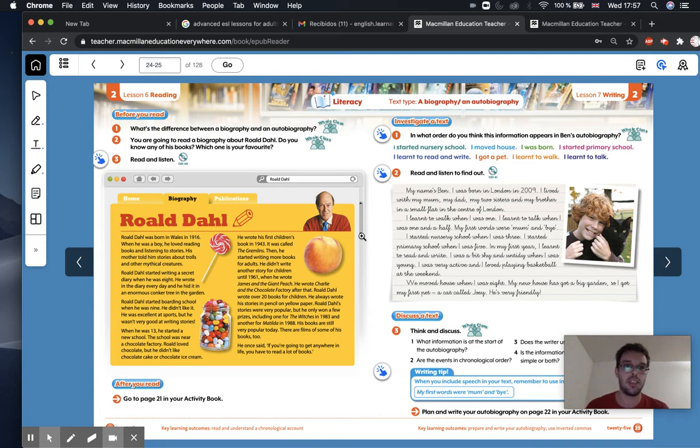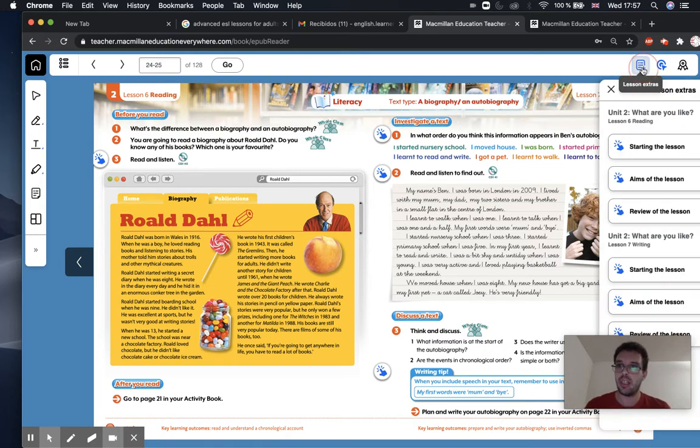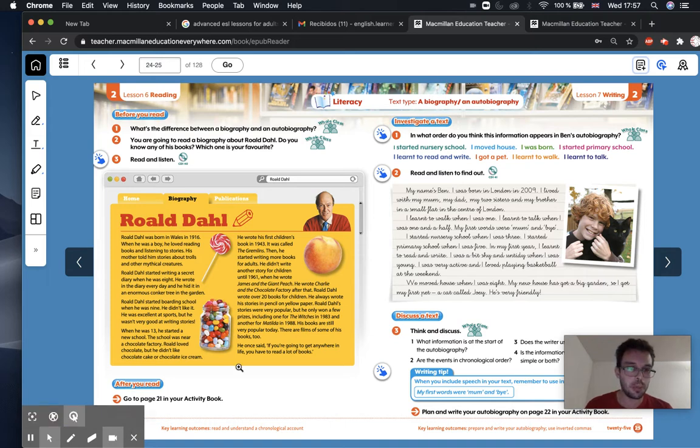Okay? Time for another English class. So, today we're going to go to the pupils book and we're going to go to page 24, all right? Unit 2, Lesson 6, Reading. Página 24, page 24. Okay, so you have the page, we have this reading to do, this text, about Roald Dahl.